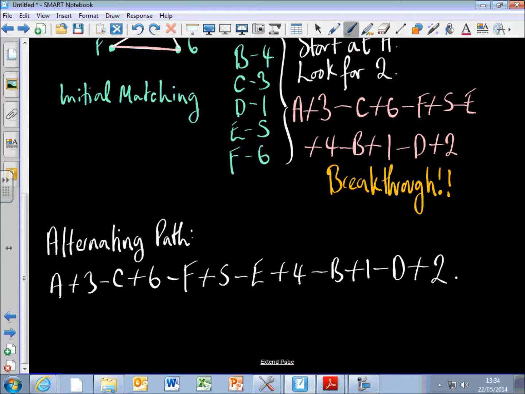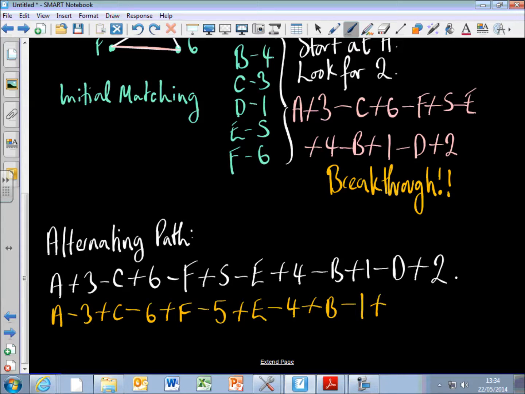And what do I do now? Yeah, I swap the connections around. So I'm going to write this out again, and I'm going to connect A with 3 and disconnect it from C, and connect C with 6, disconnect it from F, connect F to, that was a 5, wasn't it? Disconnect it from E, connect it to 4, disconnect it from B, connect that to 1, disconnect it from D, and connect D to 2.